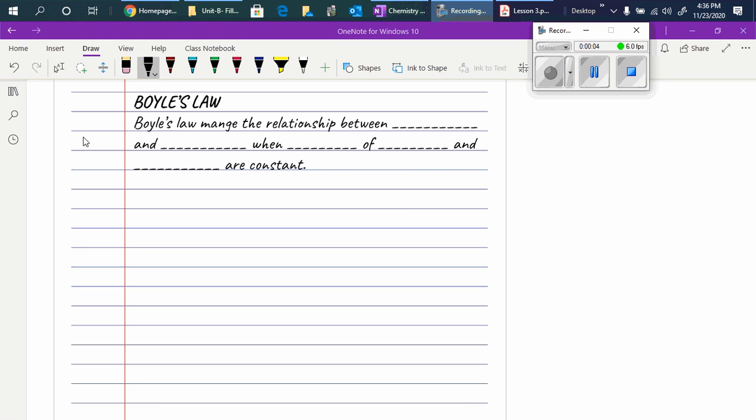So this is part 2 of lesson 1, and what we will discuss in this part of the lesson will be Boyle's law, Charles' law, and Gay-Lussac's law, and how to define which law we are using.